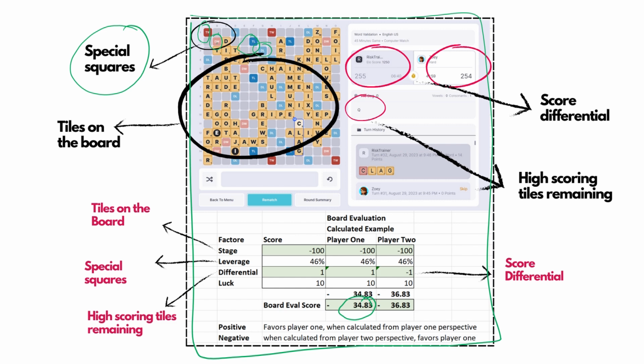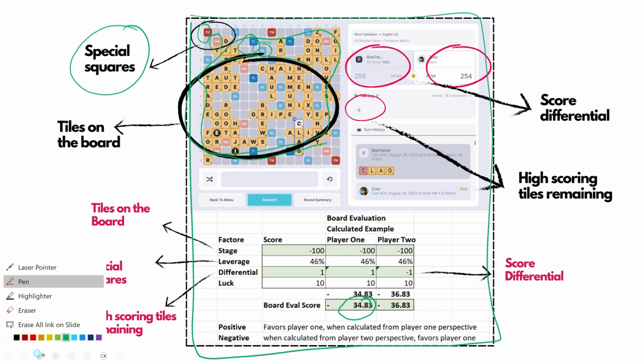That's one part. I think the second component is the number of tiles on the board. So how many tiles are currently on the board? And we use that to get a sense of how far the game has come, which stage the game is at. Is it at the opening stage, the mid stage, the end stage? The reason why this is important is that your game strategy changes depending on where you are in the game.